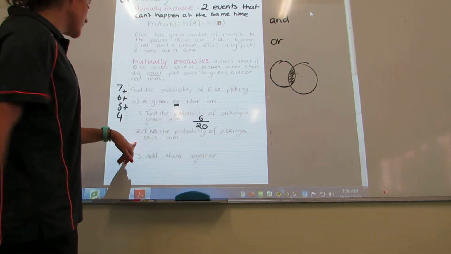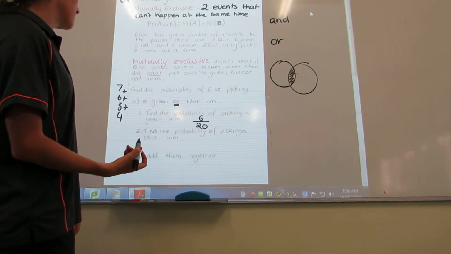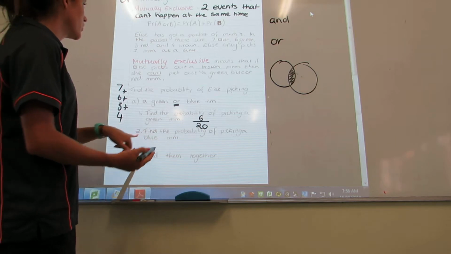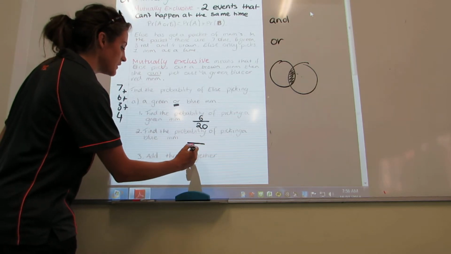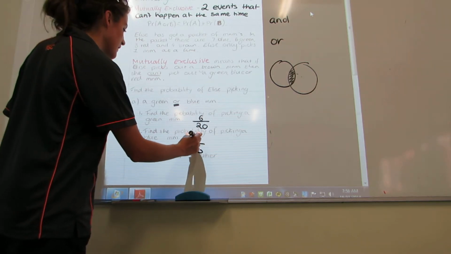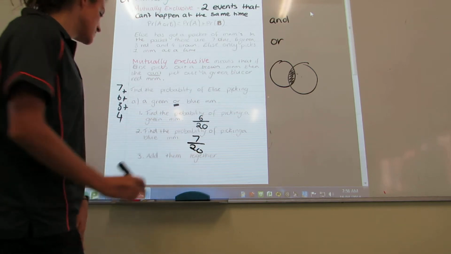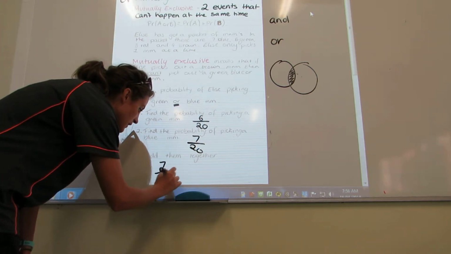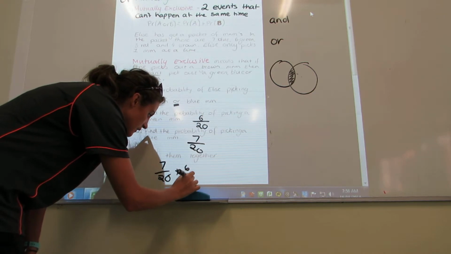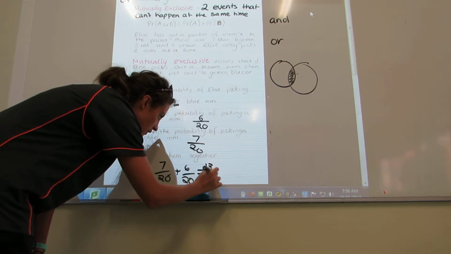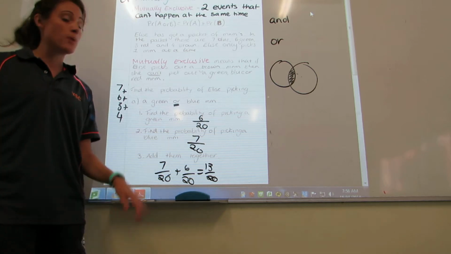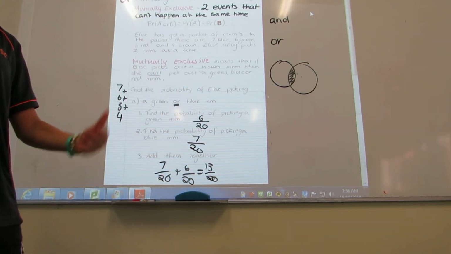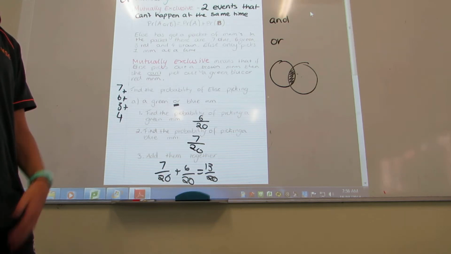Find the probability of picking a blue M&M, because we're doing green or blue, so we also need to find the probability of the blue. We know it's going to be out of 20. How many blue are there? 7. Add them together. We've got 7 over 20 plus 6 over 20, 13 over 20. So the probability of Elise picking a green or a blue is 13 over 20.